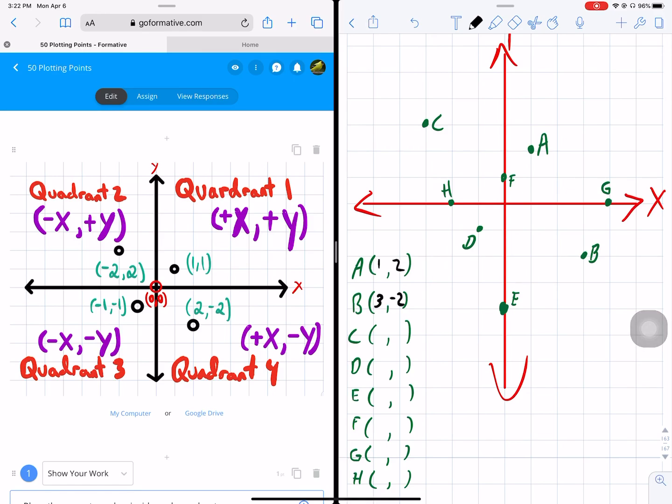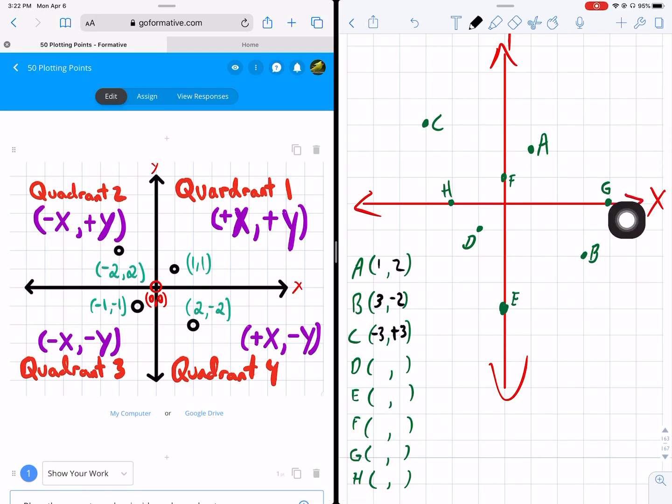Find C. Found it. Start at the origin. And this time we're going to count the x going left and then up. So it's going to be negative, then positive. So go ahead and count that yourself. 1, 2, 3, negative 3. 1, 2, 3, positive 3. So negative 3, positive 3.